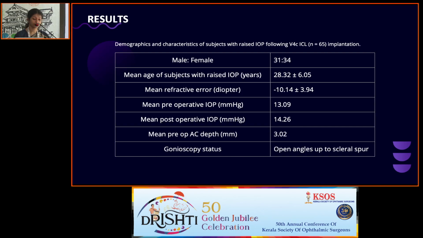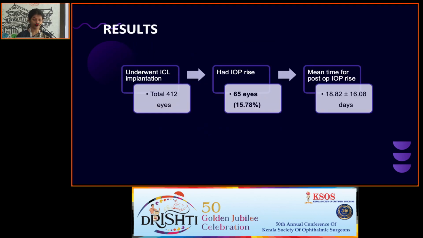Males to female ratio is 31:34. Mean age of subjects with raised IOP was 28.32 years. Mean refractive error in diopters was -10.14. Mean preoperative IOP was 13 and mean postoperative IOP found was 14.26. Gonioscopy status was open angles in all patients.